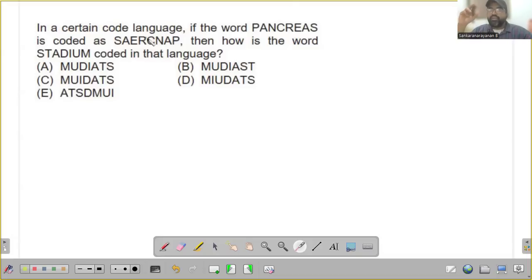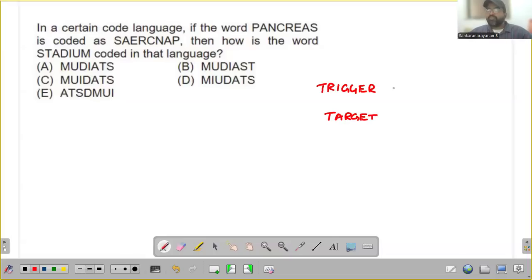The moment you are able to decipher that, apply that logic to the word that is given here, the target, and then you just code it. Okay. So for all these coding and decoding questions, please understand there will be two parts. The first one is the trigger. And also there will be something called a target.